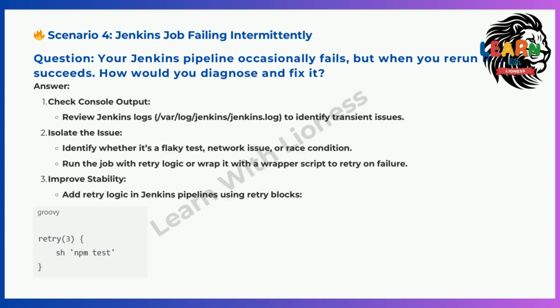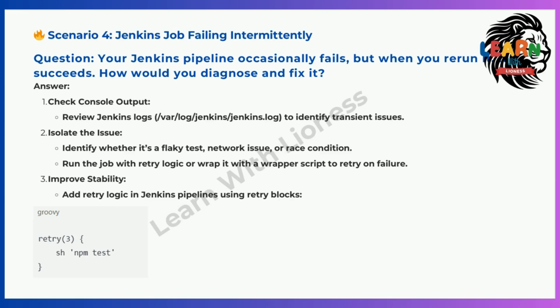Scenario 4. Jenkins job failing intermittently. Question. Your Jenkins pipeline occasionally fails, but when you rerun it, it succeeds. How would you diagnose and fix it? Answer. 1. Check console output. A. Review Jenkins logs inside /var/log/jenkins/jenkins.log to identify transient issues.